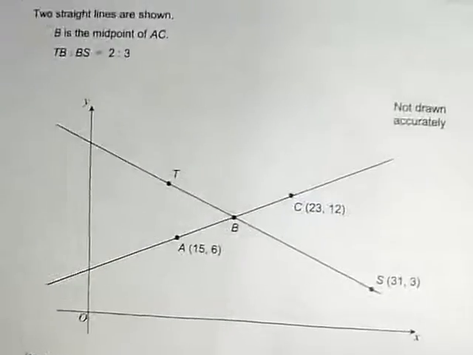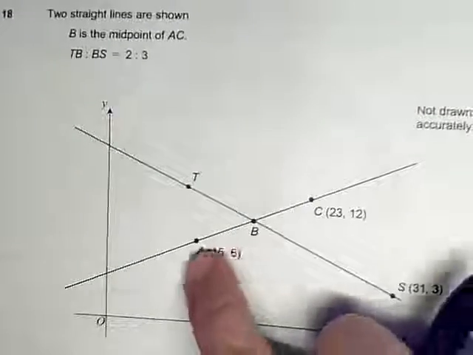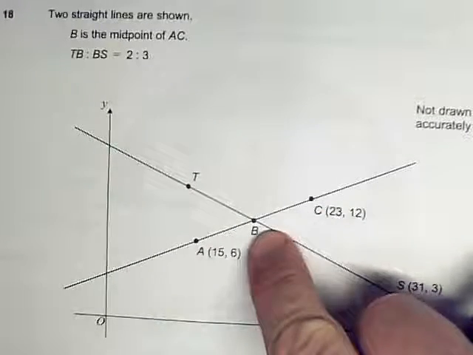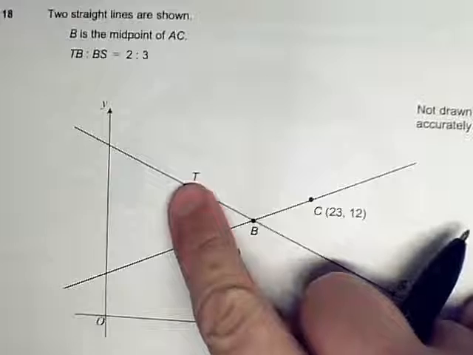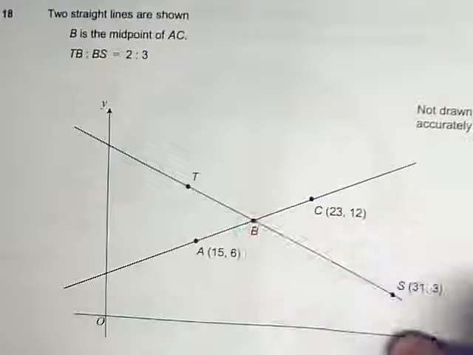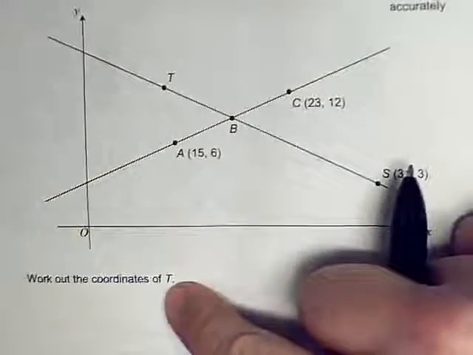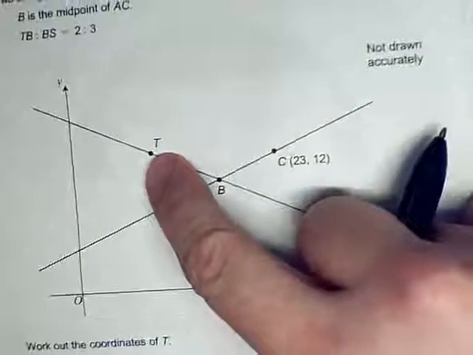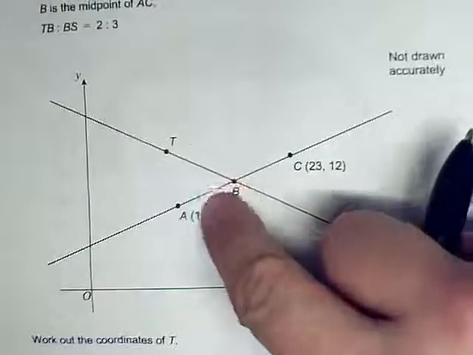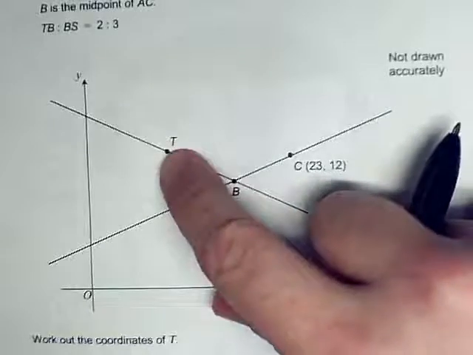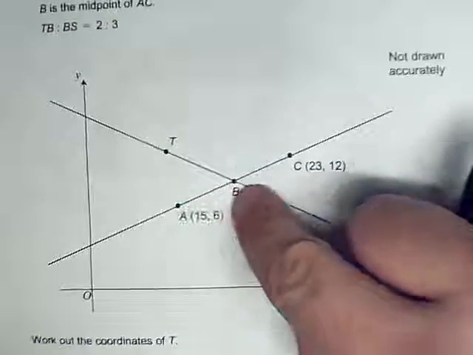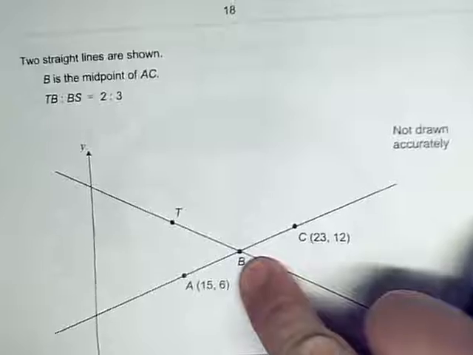Question 18. Two straight lines are shown. We're told that B is the midpoint of the line AC, and the ratio of T to B to S is 2 to 3. We're asked to work out the coordinates of T. Okay. Now, you're not going to be able to just work out those coordinates. You're going to need to think about the midpoint first of all.